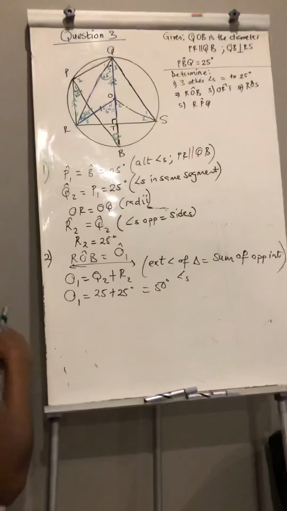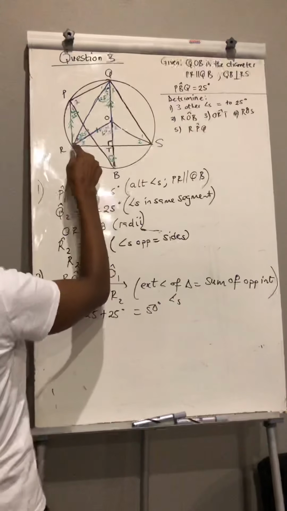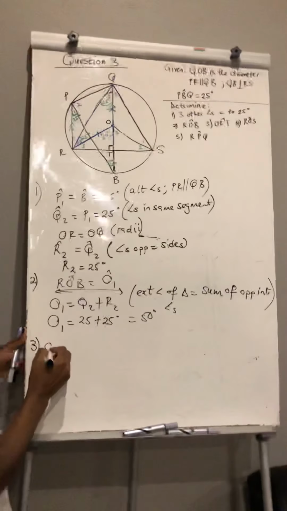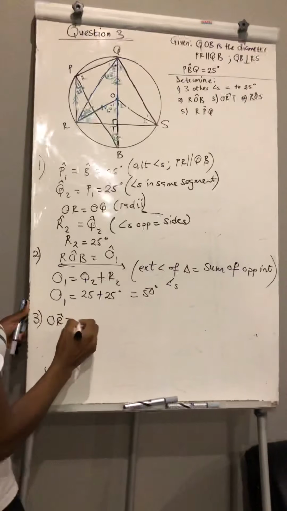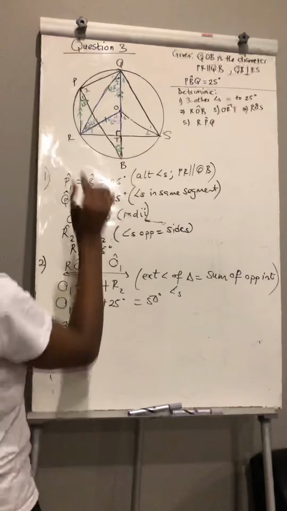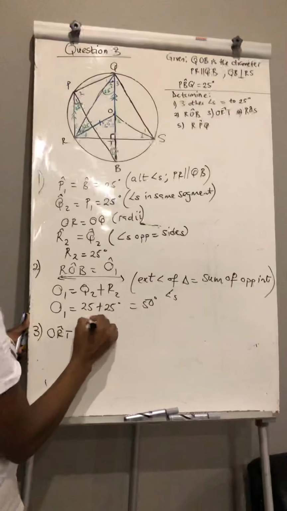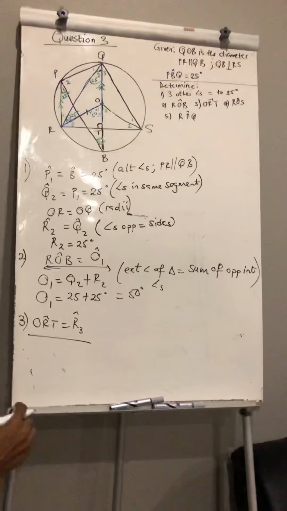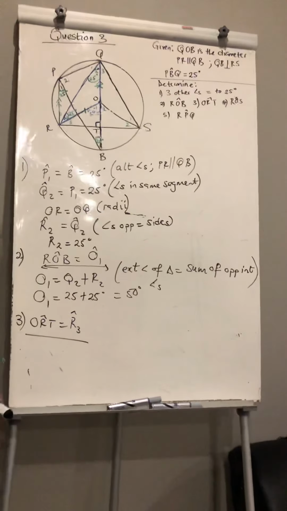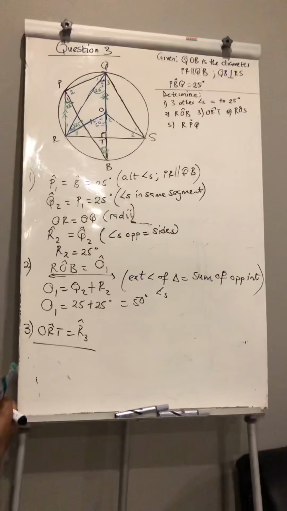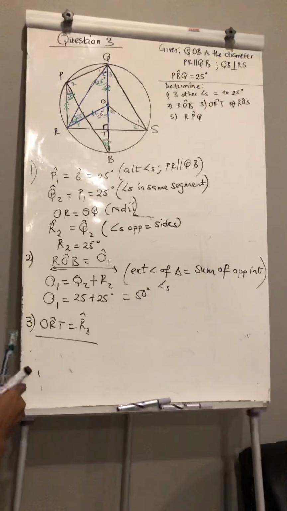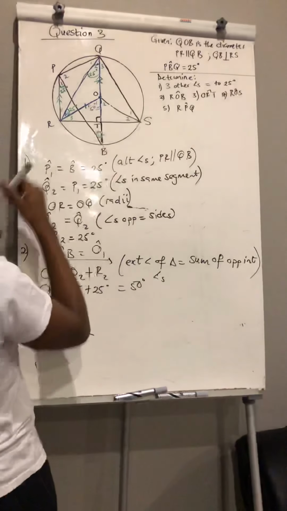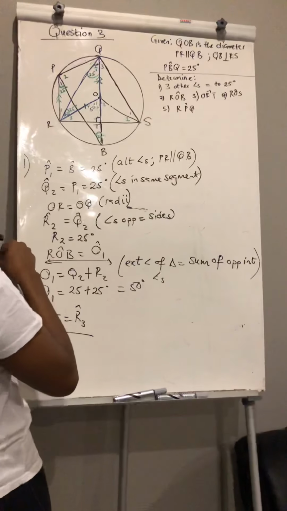So we would like to find ORT. So our ORT is equal to R3. We want to find R3 actually. So how are we going to find R3 where it is? How are we going to find it? Let's see what you are going to do. But here in this triangle, you will find it's very simple.